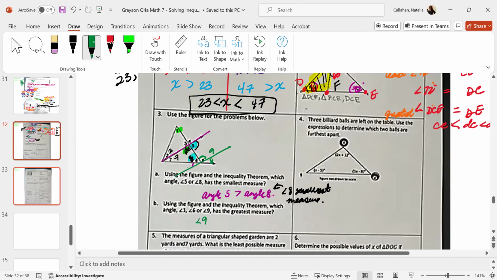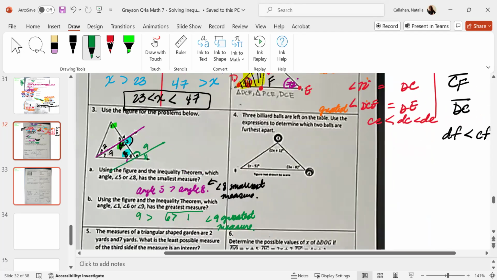So you can say angle 9 is greater than, I'm sorry, hold on. Angle 9 is greater than angle 6, and 6 is greater than angle 1. Okay? There you go. So which one has the greatest measure? You can say angle 9 has the greatest measure. Okay? All right, number 3 or 4.